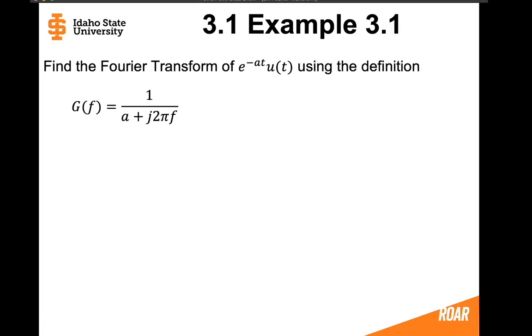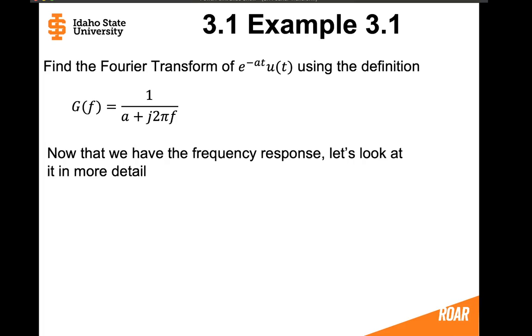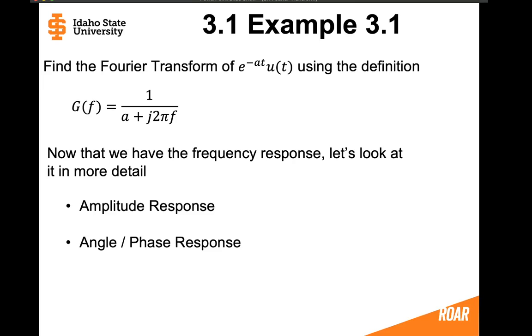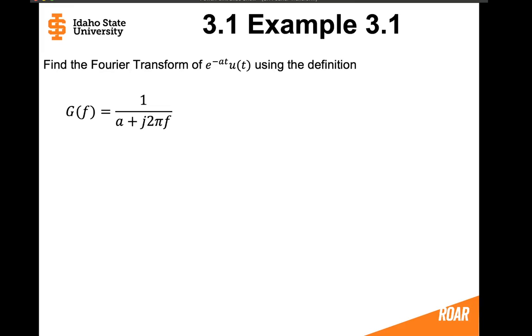Now that we've found the Fourier transform of e to the minus at ut, let's take a little bit more look at the details of this. So we have a frequency response now, and we want to break this down so that we can understand the amplitude response, and we also want to be able to understand the angle and phase response.